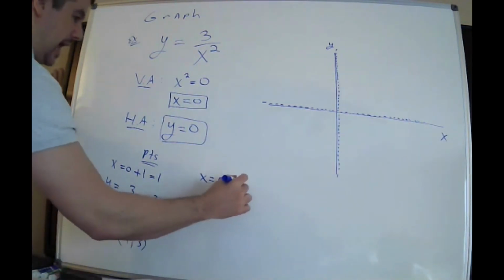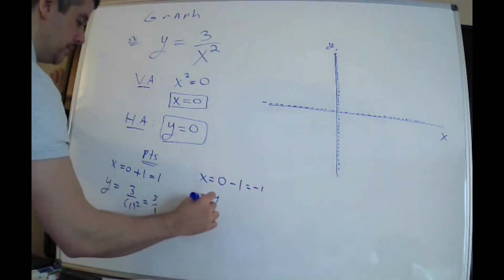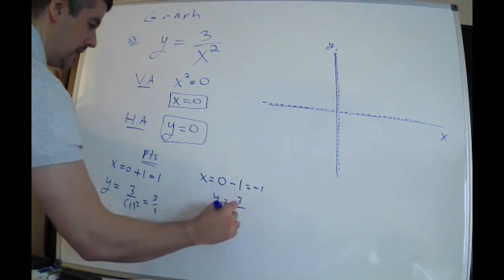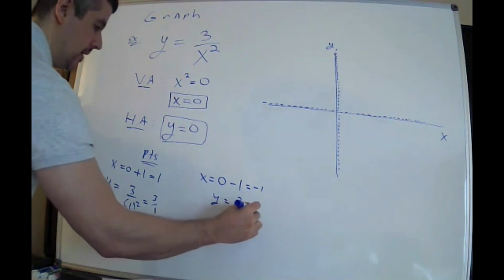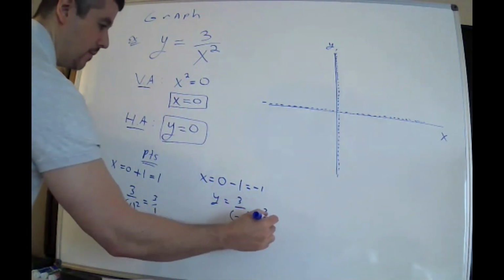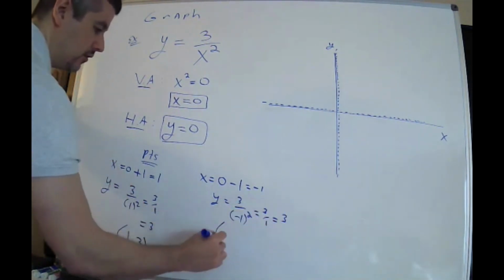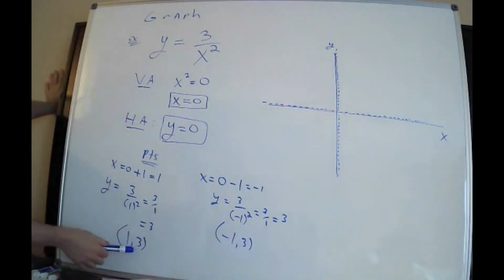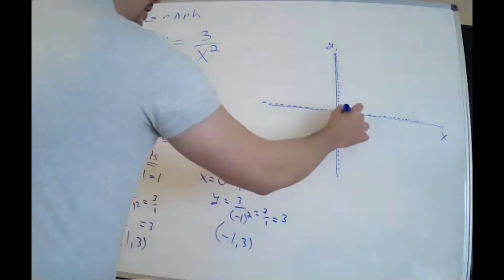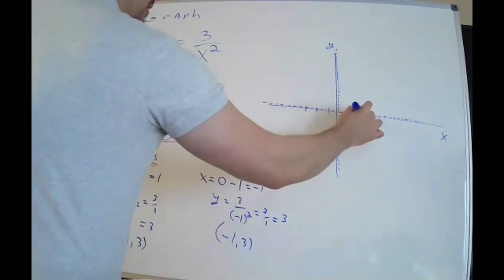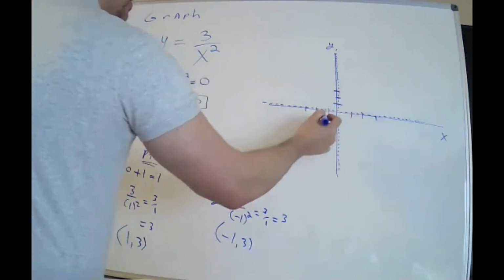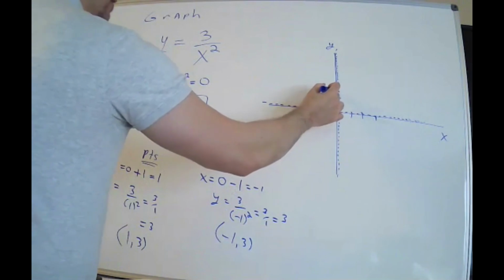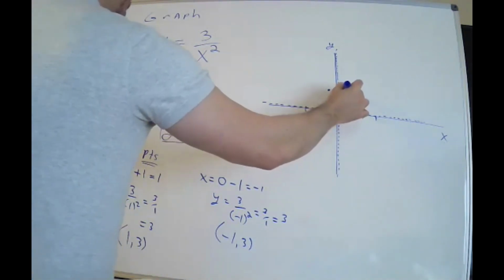Now I'm going to plug in x is -1. And guess what you get? The same thing. -1 squared is 1. So you get -1 comma 3. So I'm going to plot the point 1, 3 and -1, 3. So I'm going to come over here, make a couple of marks, 1, 2, 3. So I get -1, 3, and then I get 1, 3.